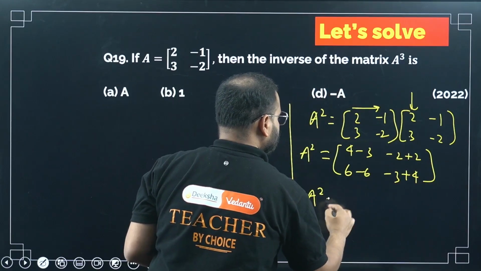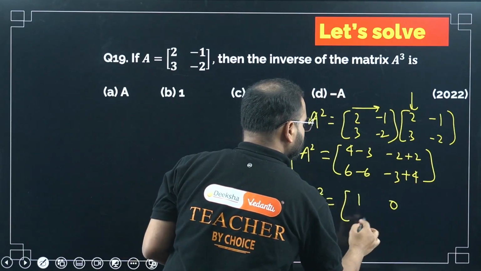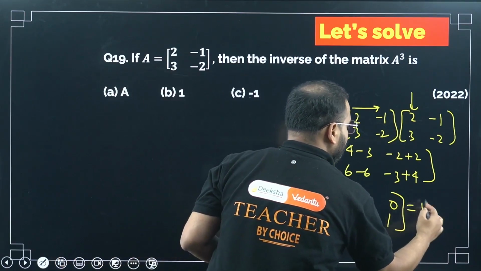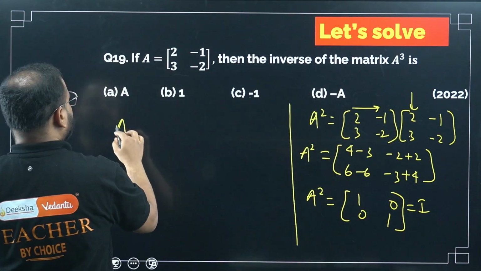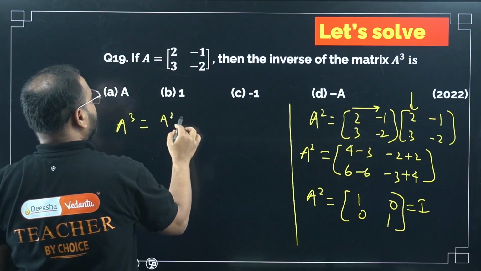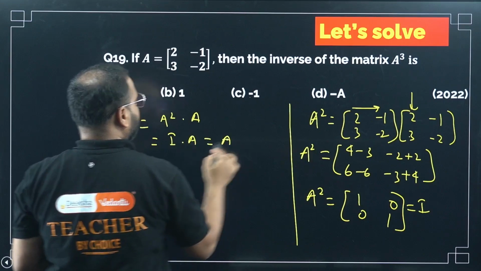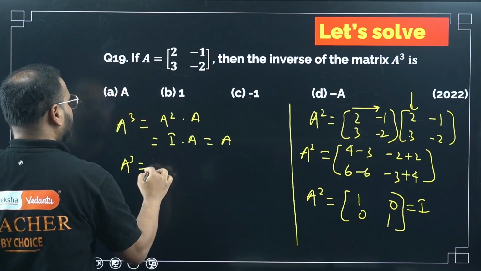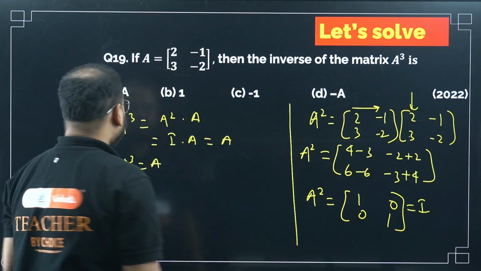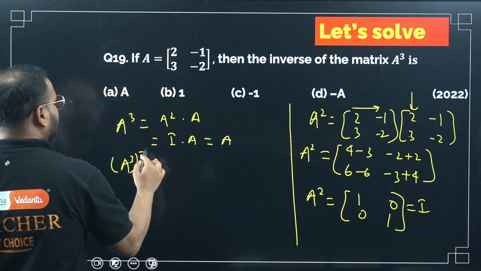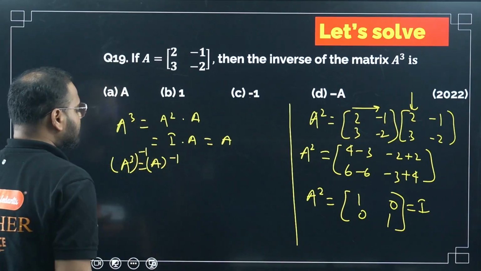A square is, please check, 1 0 0 1. Which is what? Identity. Yes. What is A cube? A cube is A square into A. A square is identity, so simply A. Means I have A cube equals A. So if I have to find the inverse of A cube, I can write A inverse. What is A inverse going to be?